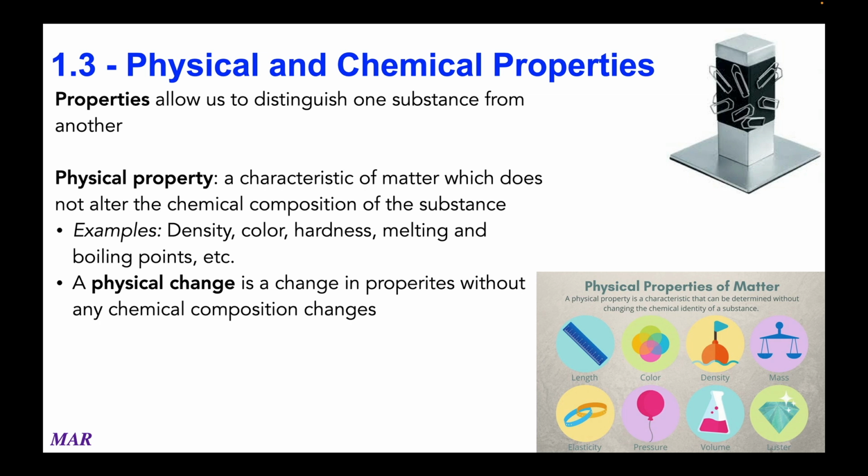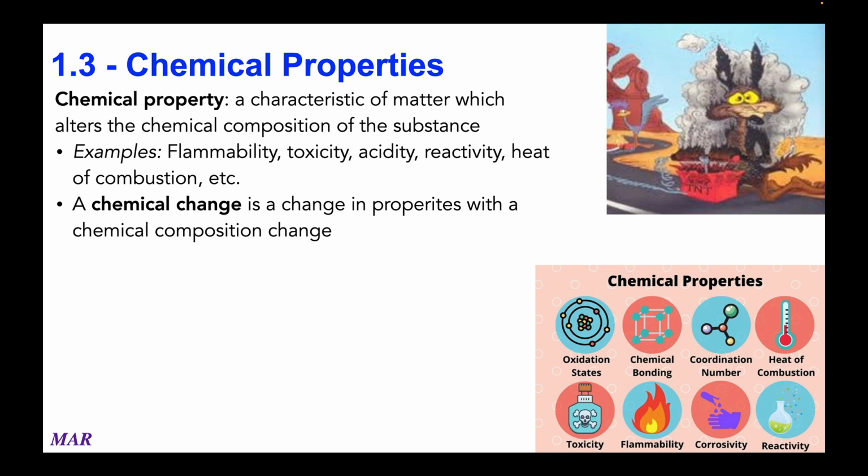Now, a physical change is a change that can happen without changing the chemical composition. So if you melt a substance, you turn a solid into a liquid. In theory, you can take that liquid and remake it a solid. You can freeze it again. You haven't changed the substance at all. It's still the same substance. That's different from a chemical property.